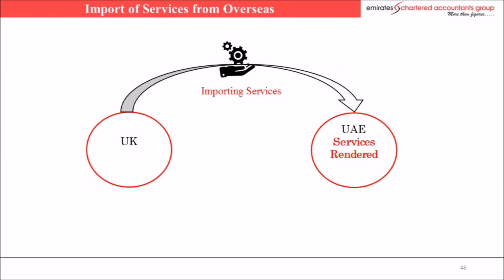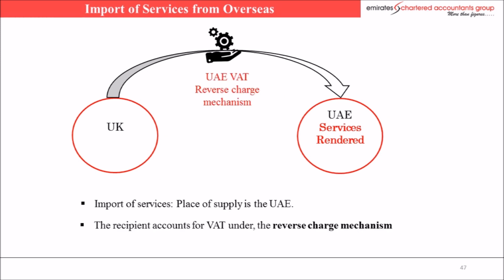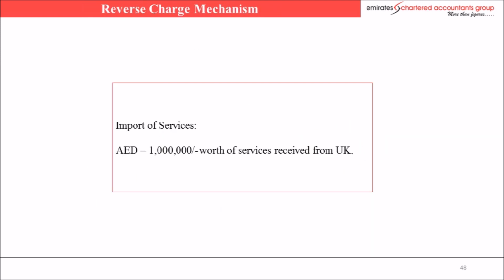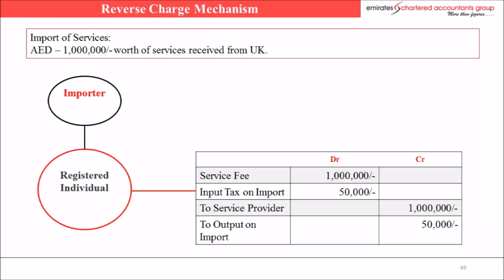Let us see a service transaction. A company is importing services, or getting a service, from a UK company. Here also we have to account under the reverse charge mechanism. For example, suppose the import of service value is 1 million. Here the transaction has to be recorded like this. The journal entry of the transaction is as shown here.